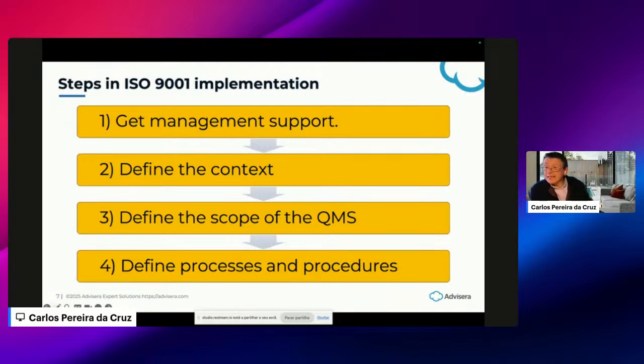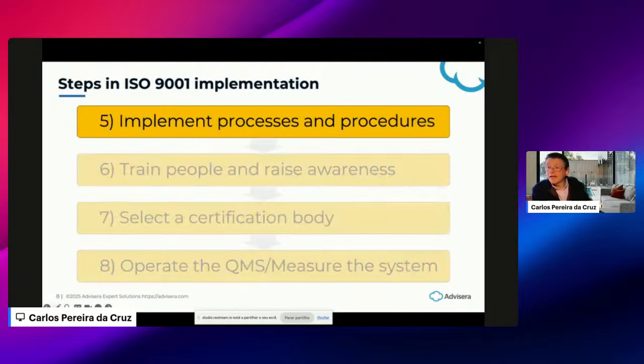Now, let's see step number 4. Okay, implement processes and procedures. Sometimes your current work methods might not need changes, all right? Other times adjustments are necessary because old practices didn't align with ISO 9001 requirements, or because certain practices were absent, like order review, quality control plan, product service specification control, customer satisfaction.